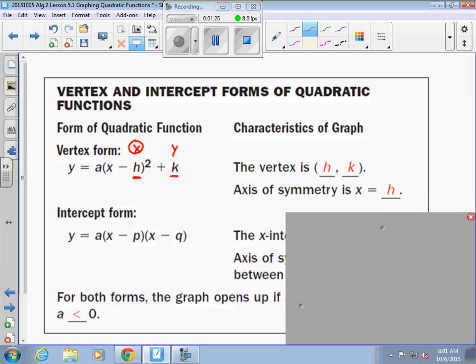So in this case, the axis of symmetry is h. Or again, it's whatever that value is in place of that h. That will be the x value of your axis of symmetry.